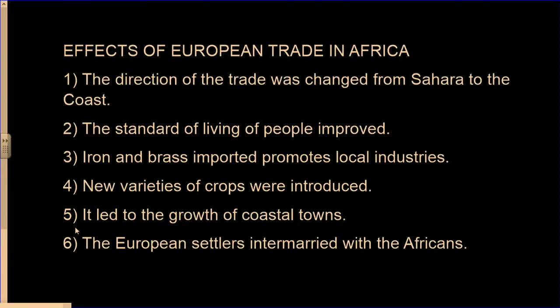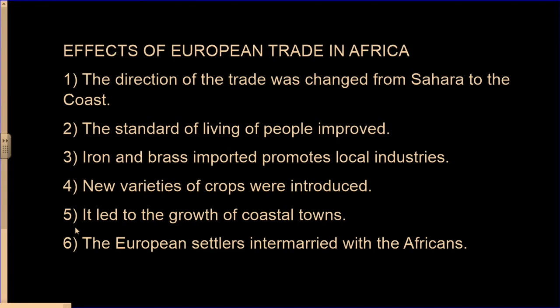Because before they came, West Africa was trading with the Arabs of North Africa. So during that time, they were using the Sahara Desert. But like I said earlier on, during this European trade with Africans, they were using the coast to transport their goods to Europe. That means the goods that they were able to get in Africa. So as a result, the direction changes from Sahara to the coast.